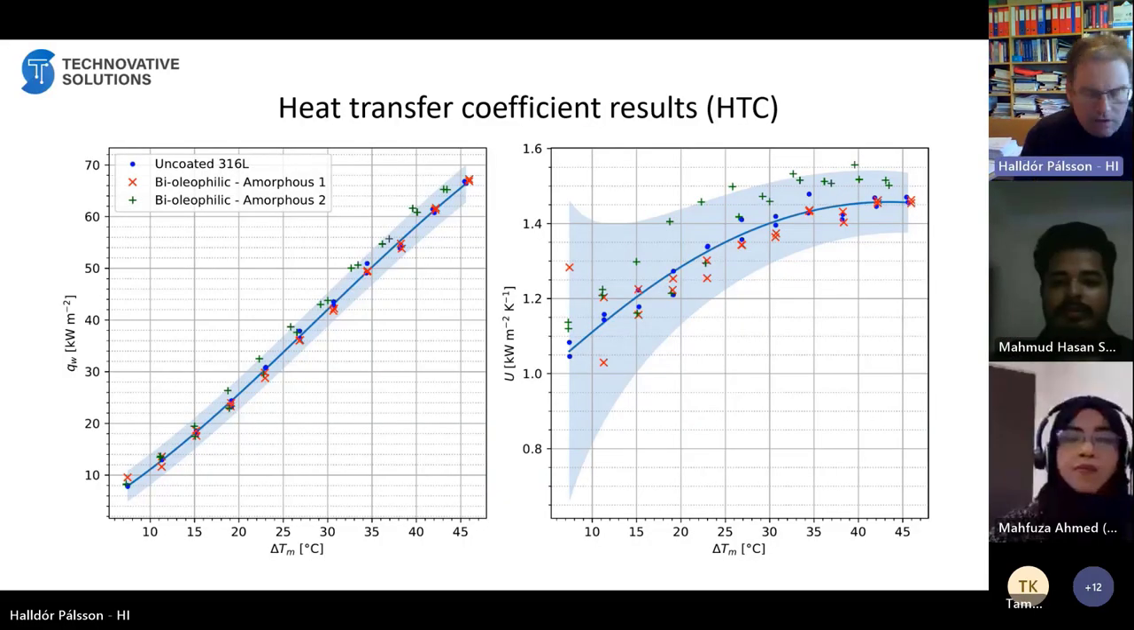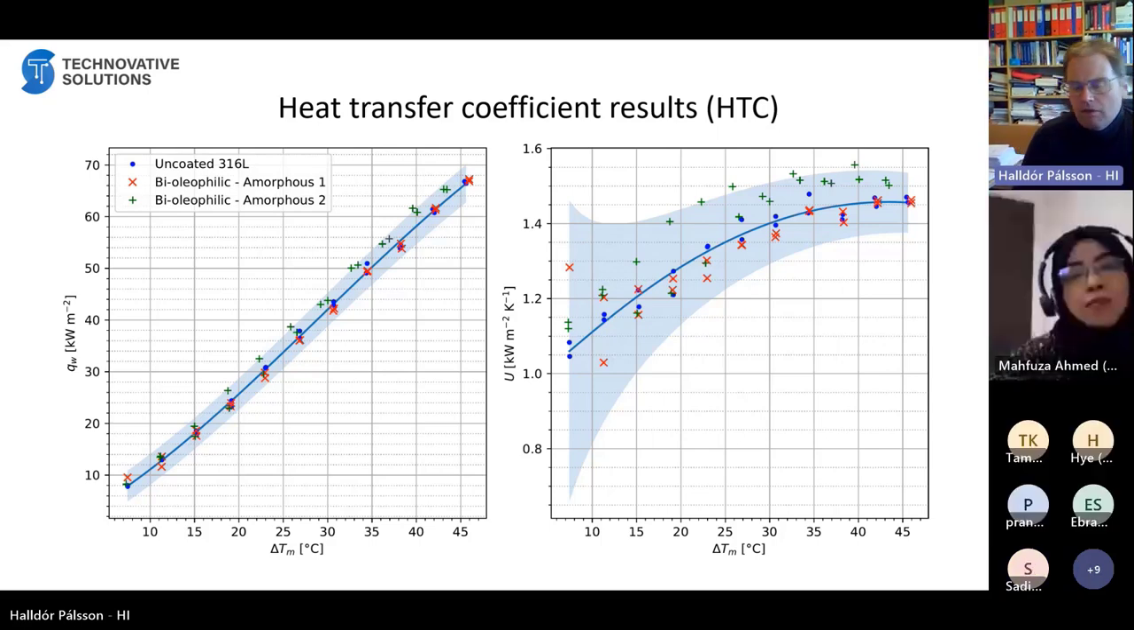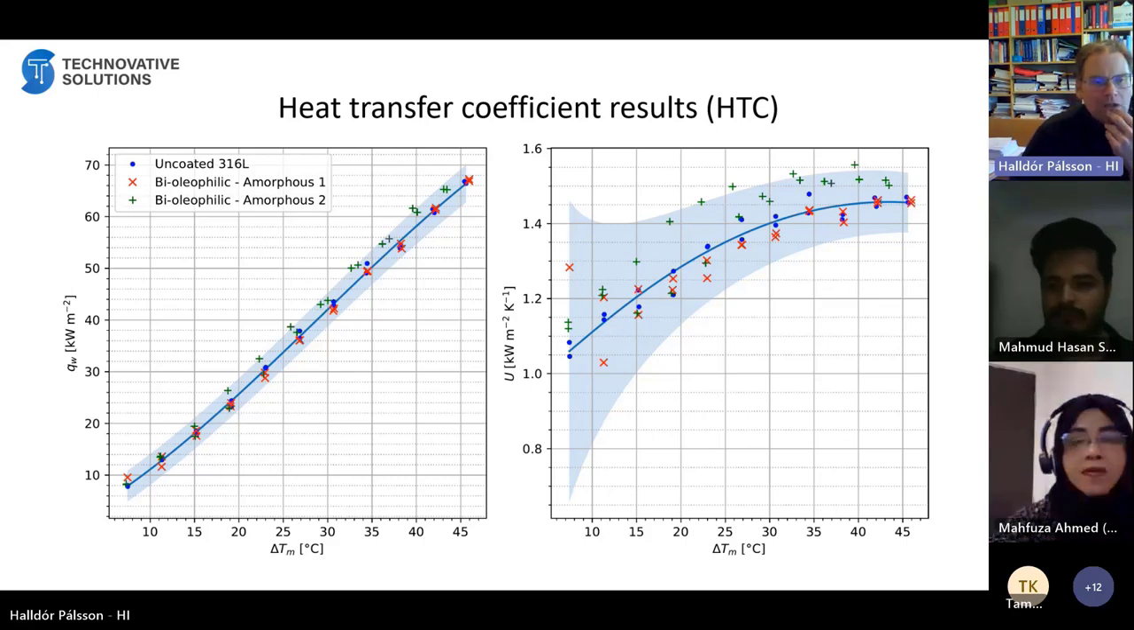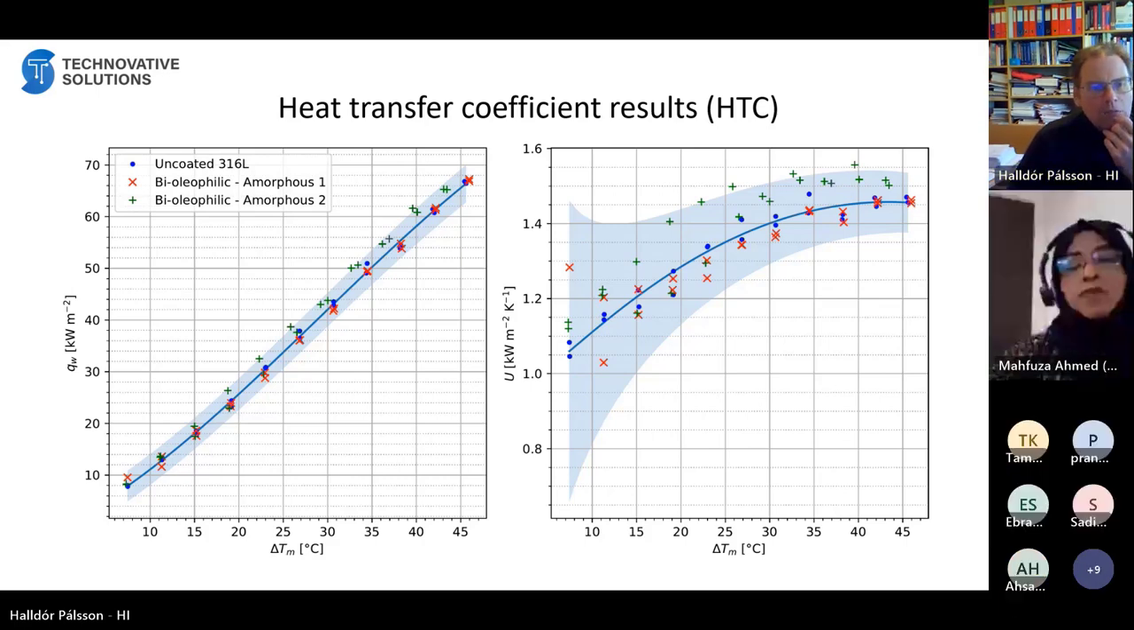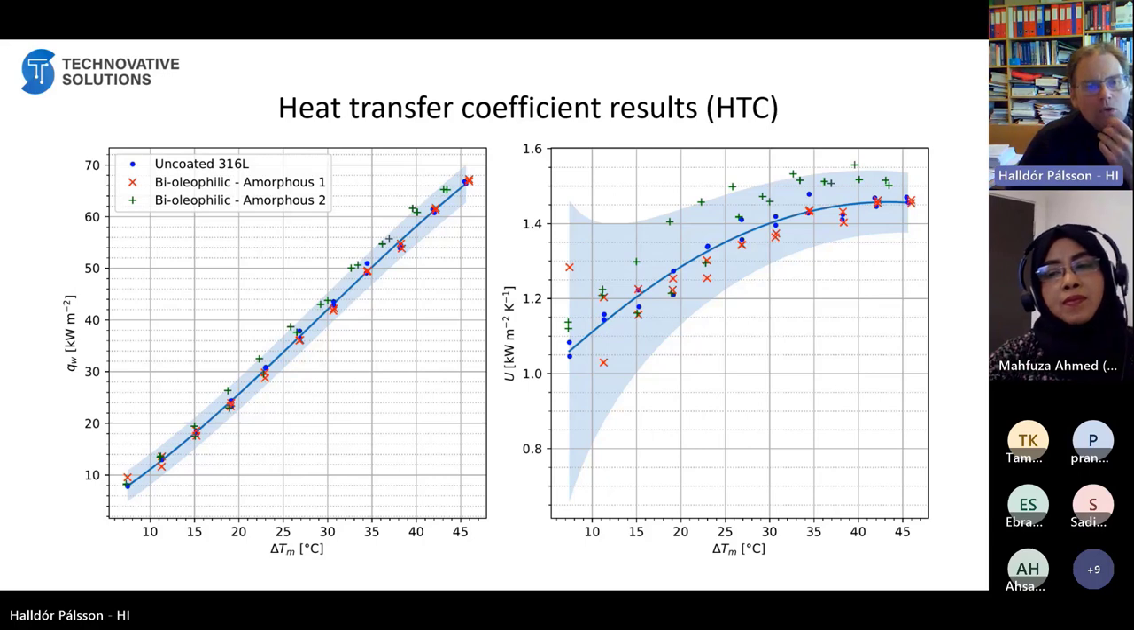I'm going to discuss results from the heat transfer calculations. There were two parameters that we were interested in. One is the heat flux through the sample plate that we're using, and this is just a standardized value per square meter of heat transfer area. And the figure on the left shows the results for the heat flux, and this has been done for different coatings, but always comparing the coatings to uncoated samples.